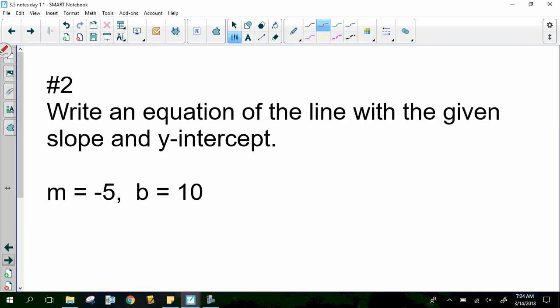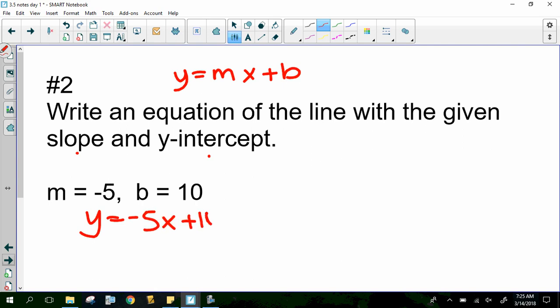Okay, the next one we're going to write an equation of the line with the given slope and y-intercept. So since they give us the slope and they give us the y-intercept, then I want to put it in the slope-intercept form just directly. So this is the easiest one we can be given because we're given all of the information. So we just plug in the -5 for the slope, and we plug in the 10 for b. So y equals -5x plus 10. That's the equation of my line.